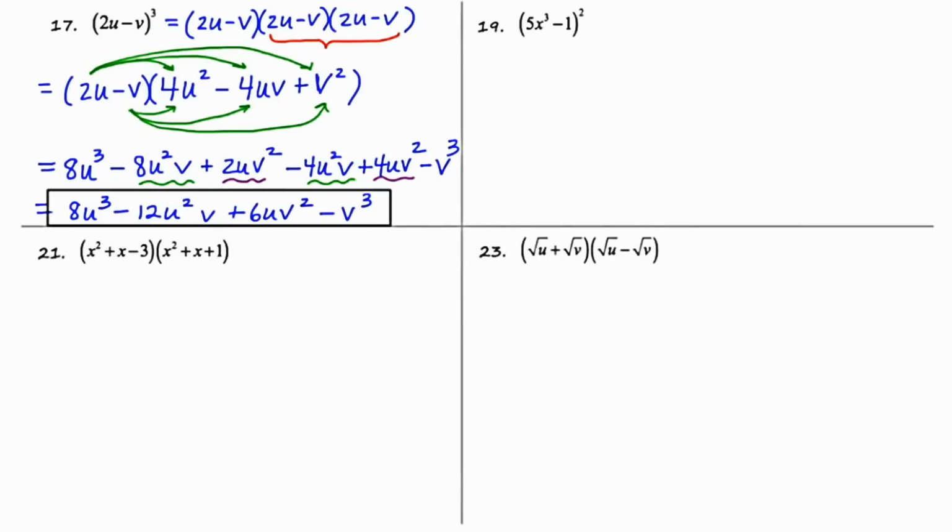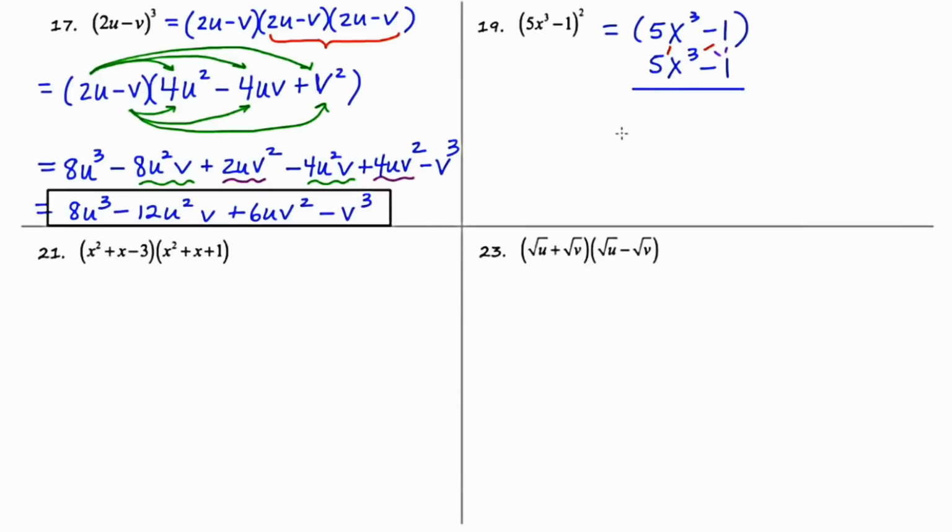In number 19, they're asking us to square a binomial, so I'm just going to start by writing that twice. As I wrote it, I decided that I wanted to do this one using the vertical format, just to show you that this vertical format can be used really anytime you want. So basically I'm going to distribute the 5x cubed into the 5x cubed, and then the 5x cubed into the negative 1. Then I'm going to move over and distribute the negative 1 into the 5x cubed, and then the negative 1 into the negative 1 up there.